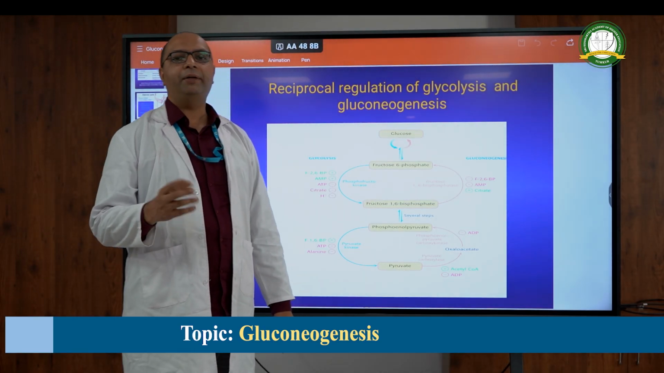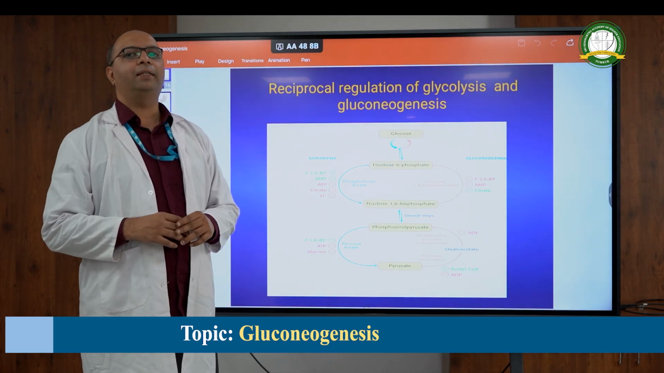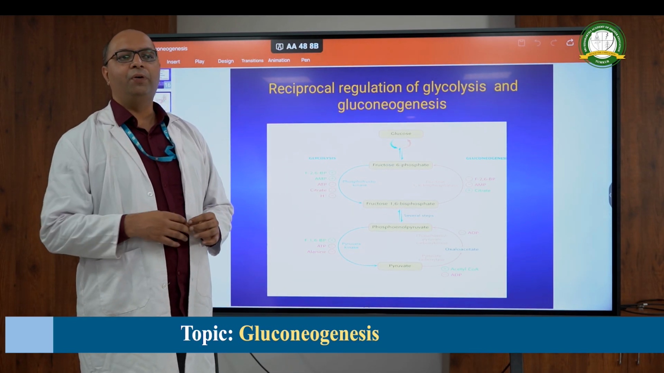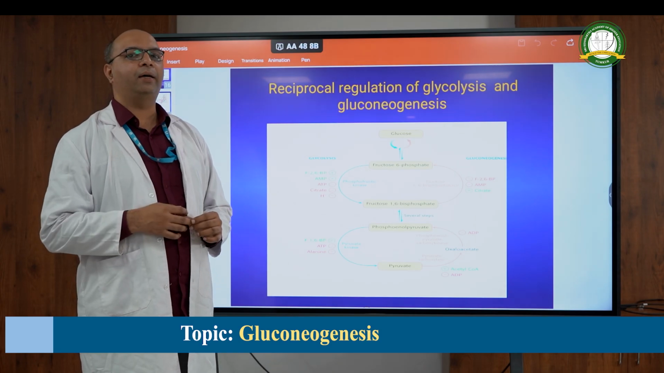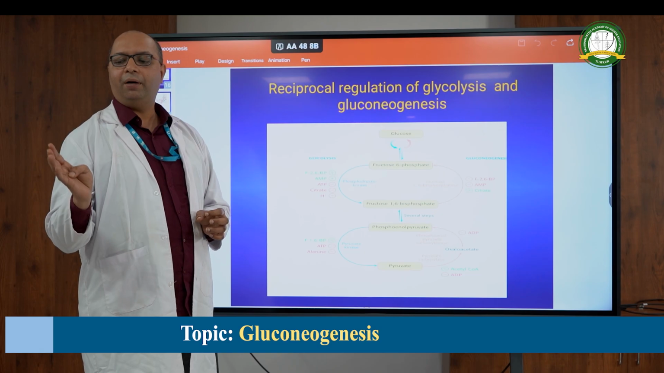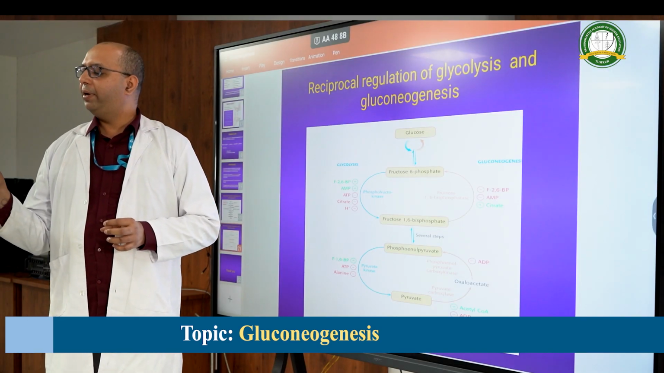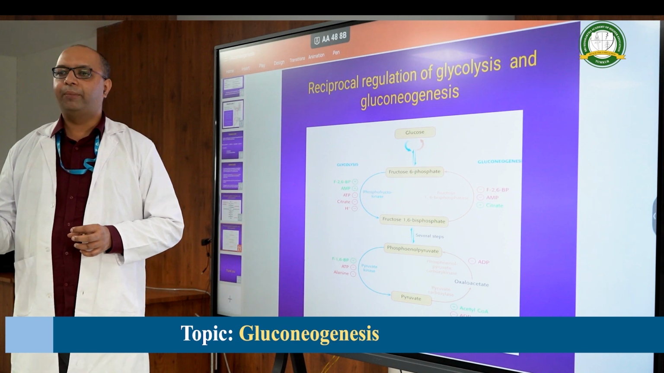Gluconeogenesis. Coming to the summary, I will summarize in a few words. Gluconeogenesis is the synthesis of new glucose from non-carbohydrate precursors. What are the non-carbohydrate precursors? These are glycerol, propionyl coenzyme A, lactate, pyruvate and glucogenic amino acids.